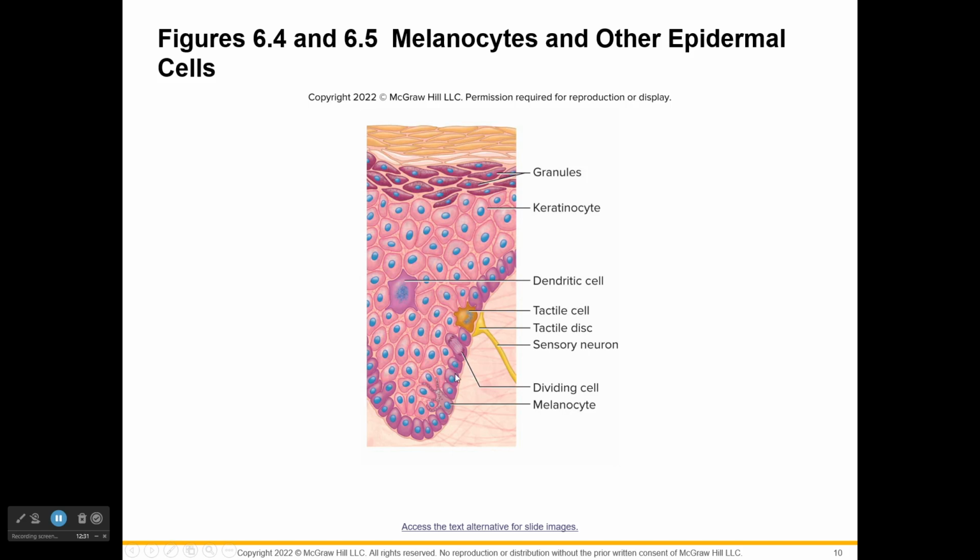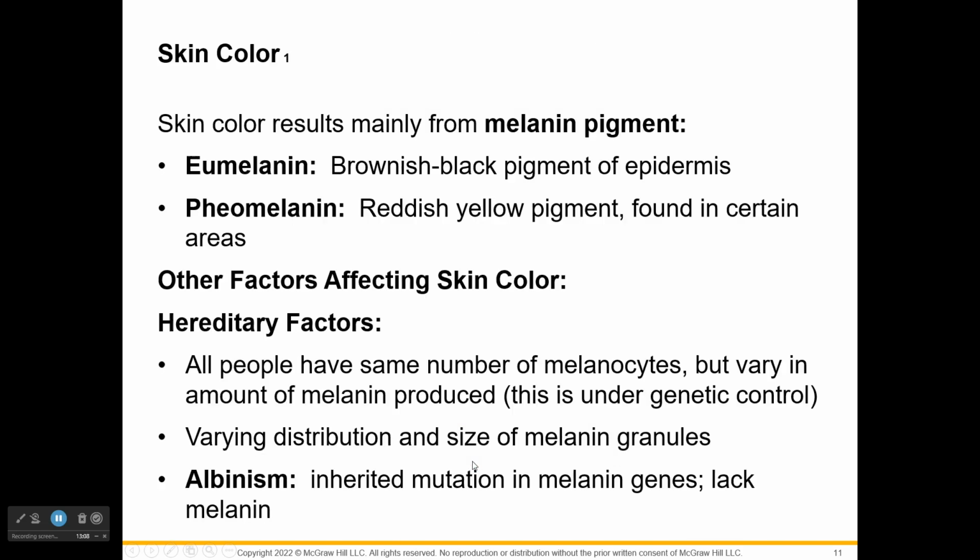Notice this is basale, so it's constantly dividing. And so here you have a cell, it looks like maybe late anaphase, early telophase, probably anaphase because we don't see cytokinesis happening yet. And then you've got this tactile disc and this tactile cell, and this is what's going to feel like touch. And then here's the dendritic cell. It doesn't look much like a tree, but it's got these branches coming off, and that's going to phagocytize any bacterium that has gotten through here, these other layers of keratinocytes, before it can get down in here to where there is some blood in the dermis.